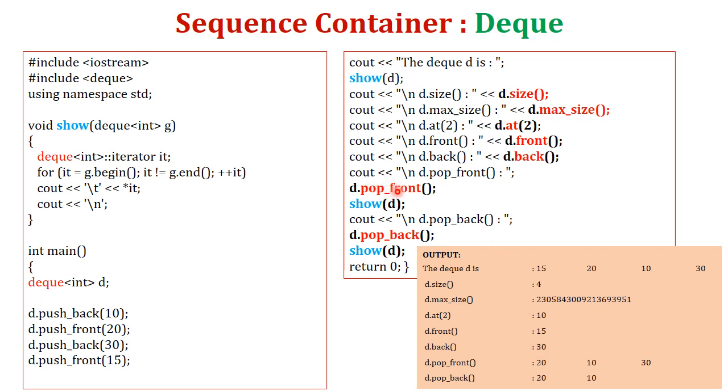Then pop_front. Pop_front means removing the front value, right? So now it is deleted. What is the remaining value? 20, 10, 30. And pop_back means it will remove the back side value. So here the back side value is removed. What is the remaining value? Only 20 and 10. So this is the way we build the program using the inbuilt functions. Thank you.